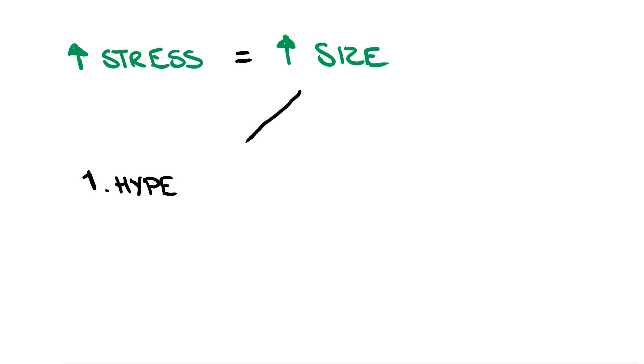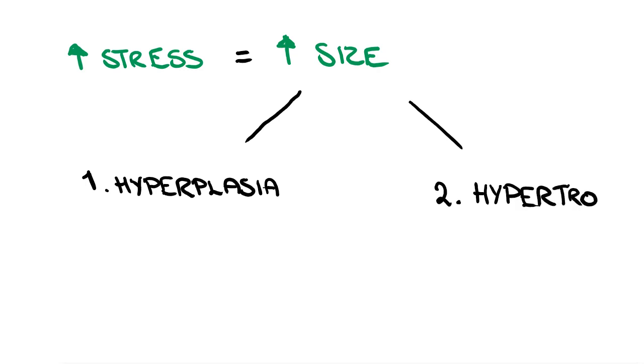Let's say that we have an organ that is experiencing an increased level of stress. We know that when an organ is under higher and higher stress, the organ will undergo changes and increase in size. Generally, there are two ways an organ can increase in size, and when possible, these adaptations happen simultaneously. The two mechanisms are called hyperplasia and hypertrophy.